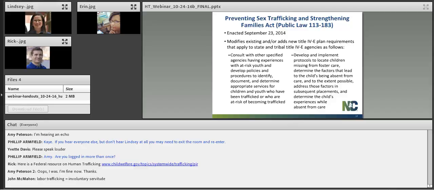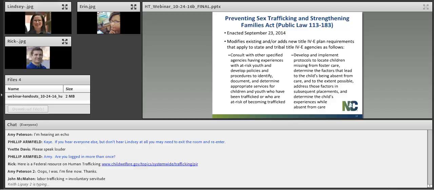This slide talks a little bit about the Preventing Sex Trafficking and Strengthening Families Act, which was enacted September 23rd of 2014 and has a lot of impacts to the child welfare system, especially as it relates to response to the issue of trafficking. So I'll say that this piece of legislation, as well as some previously enacted state laws and Project No Rest itself, have all influenced how the child welfare system is evolving and how policy is changing to address this issue.